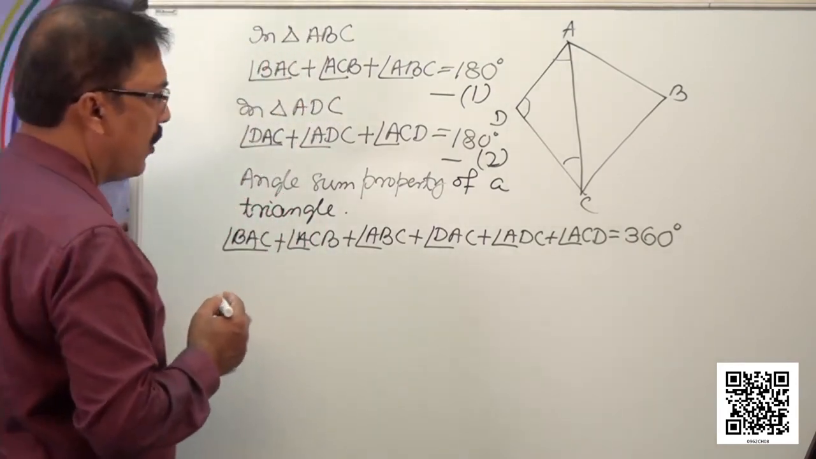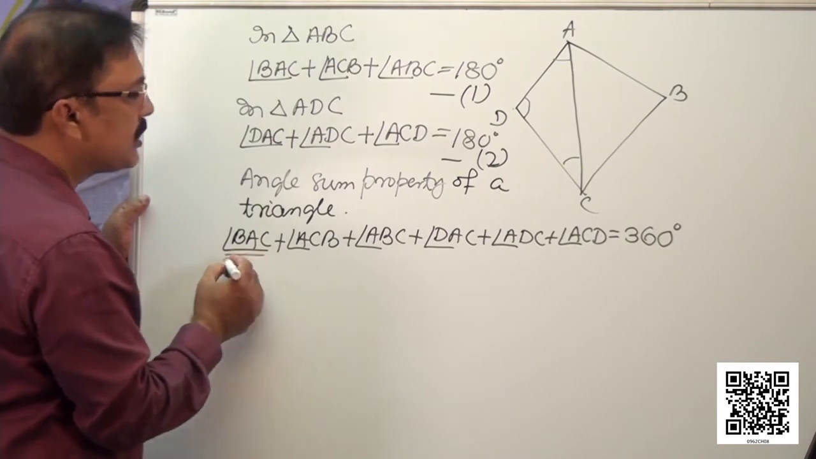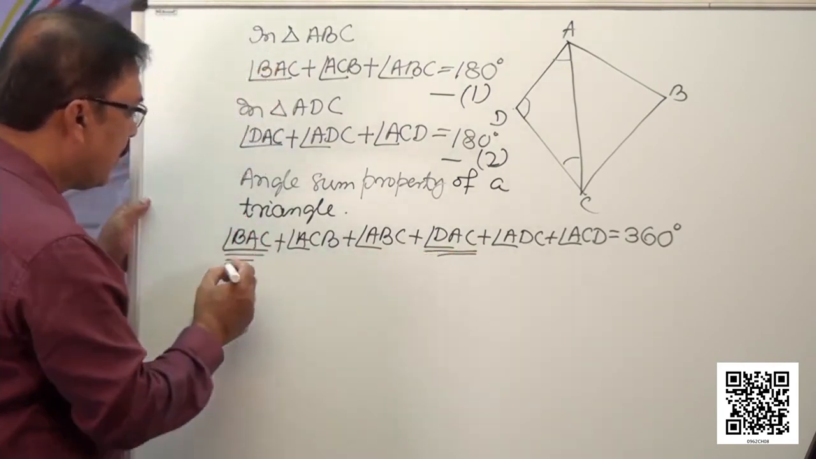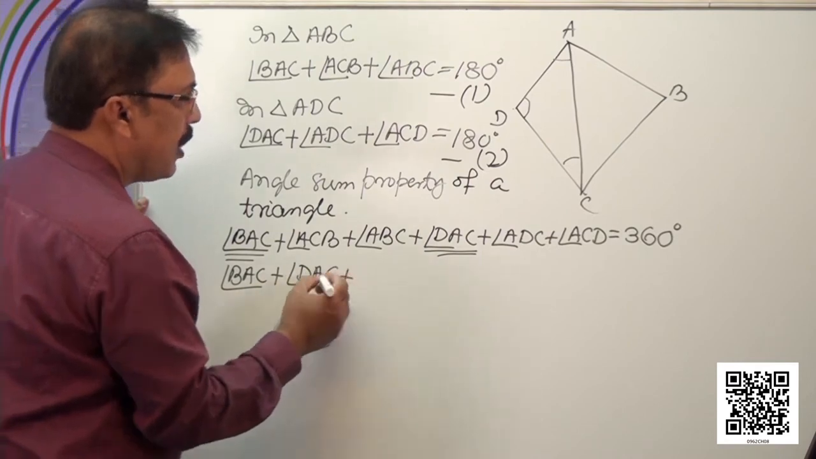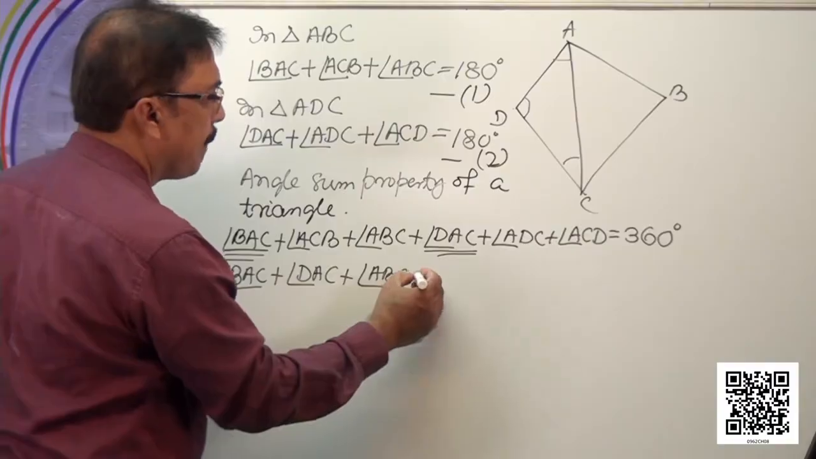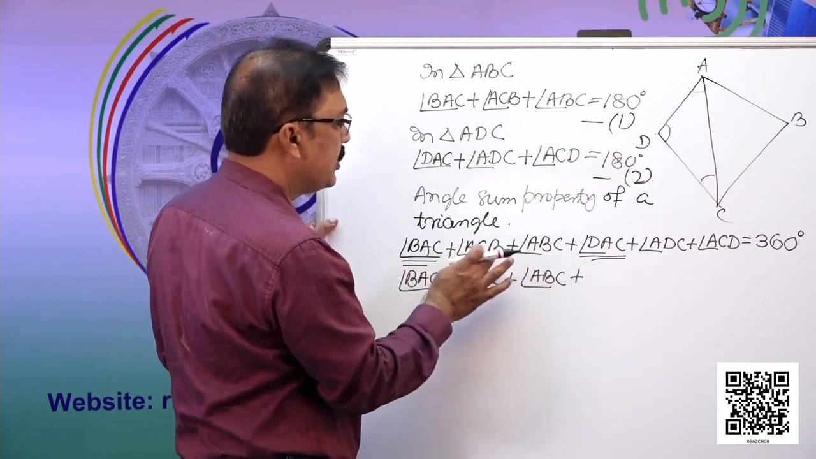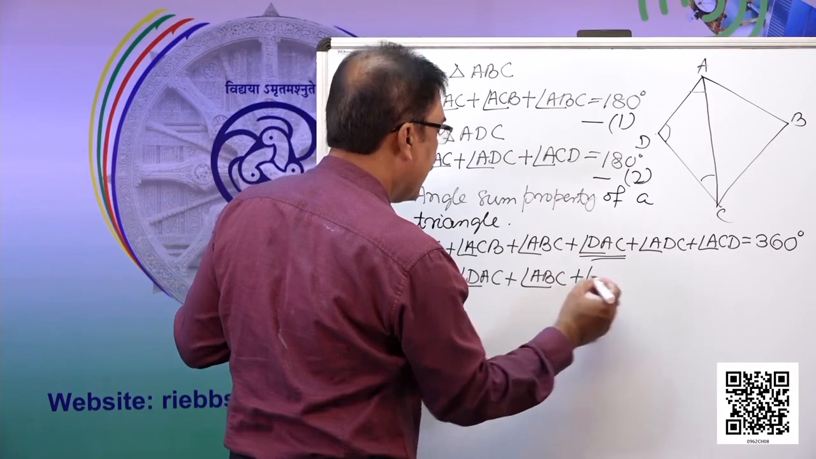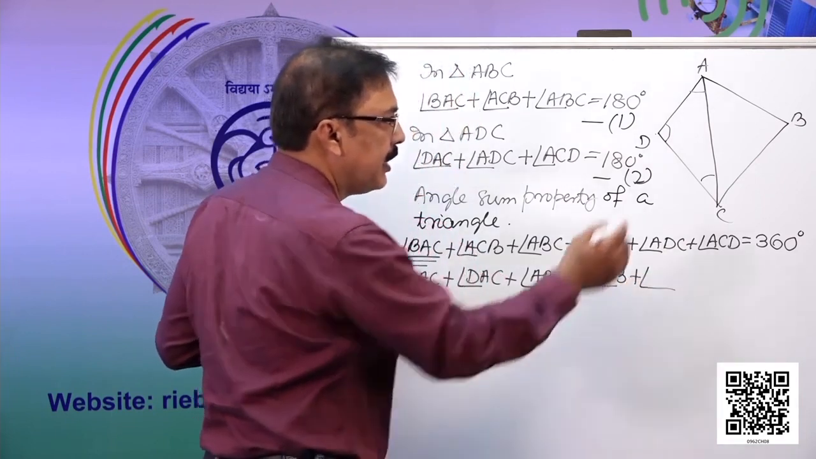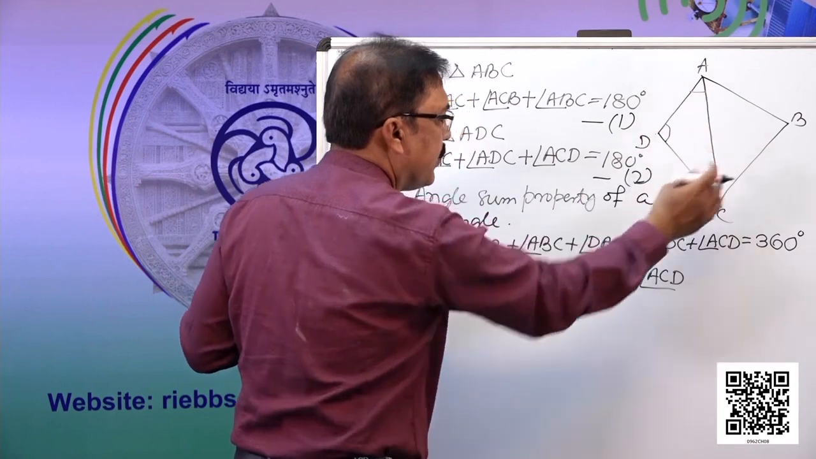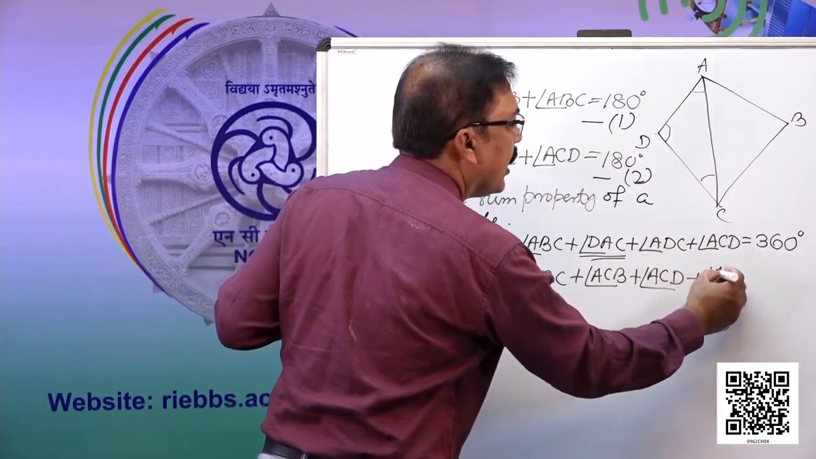Now if we combine, see DAC and BAC. We have BAC and DAC. Let's write together: angle BAC plus angle DAC plus angle ABC plus BCA, and ACB are the same, so I can write ACB plus ACD. ACB plus ACD, and the last one is angle ADC.